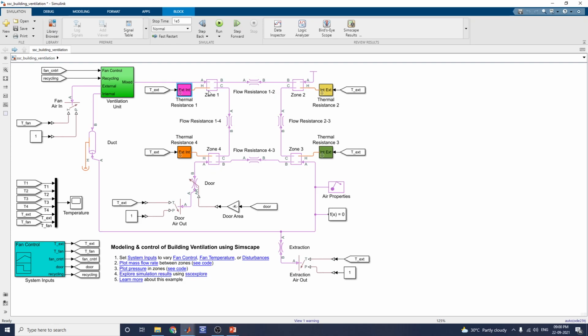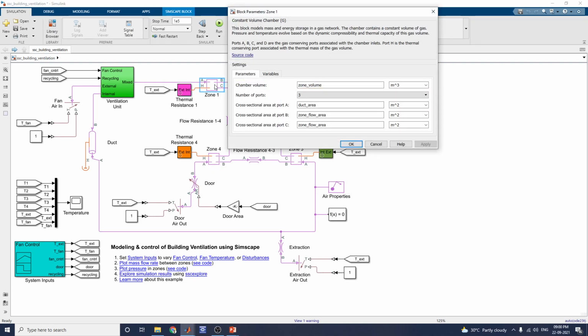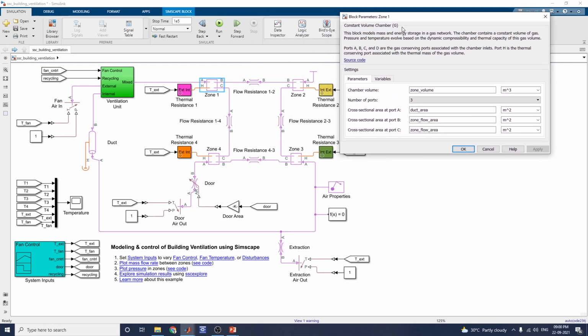Similarly, zone 1 is modeled with this block, the constant volume chamber block, zone 1. Here this block models mass and energy storage in a gas network. The chamber contains a constant volume of gas. Pressure and temperature evolve based on dynamic compressibility and thermal capacity of this gas volume. Here what is port A, port B, port C, and port D? Here A, B, C, D are gas conserving ports associated with the chamber inlets. Port H is the thermal conserving port associated with the thermal mass of the gas volume.